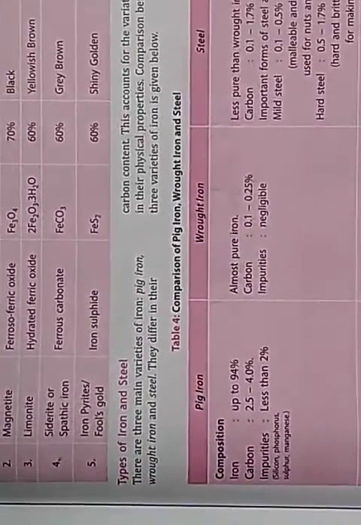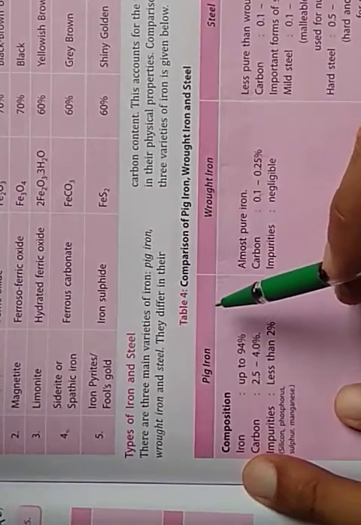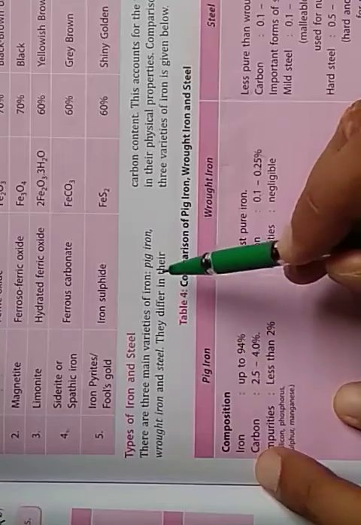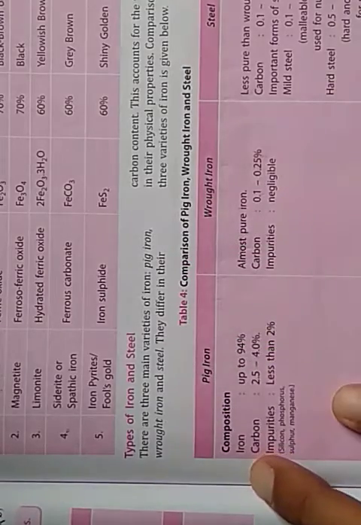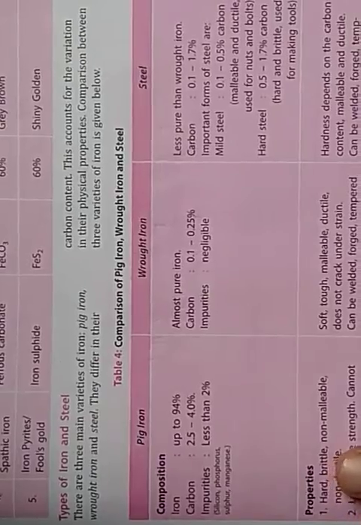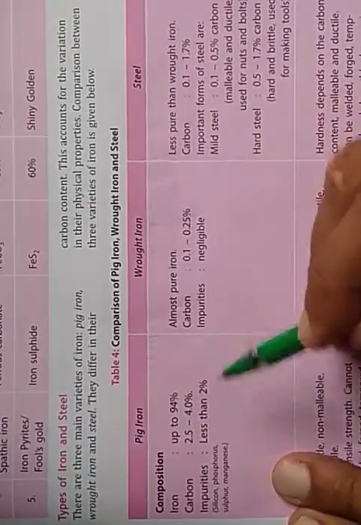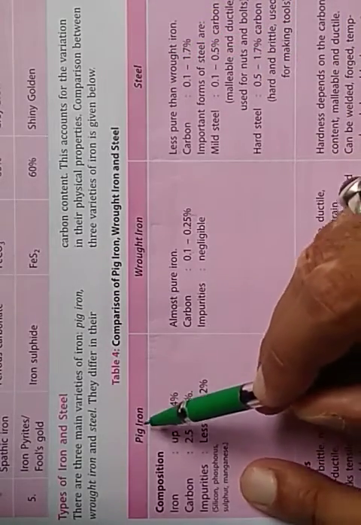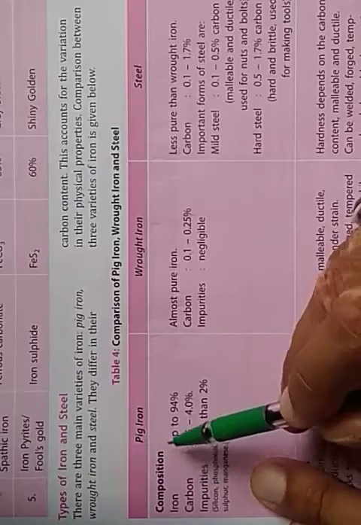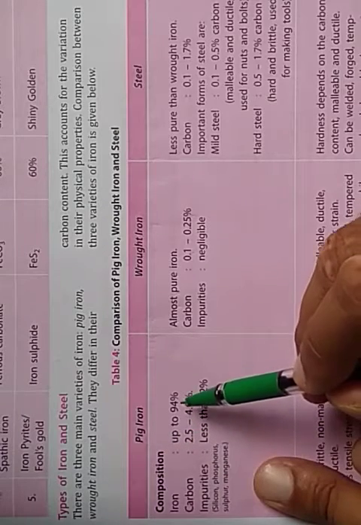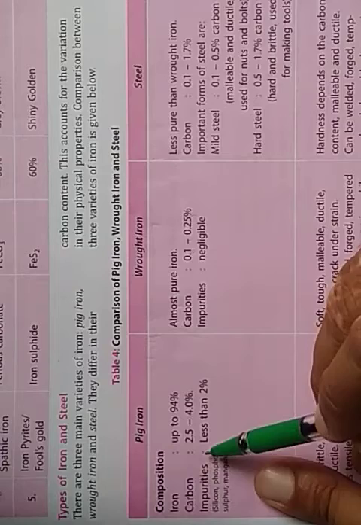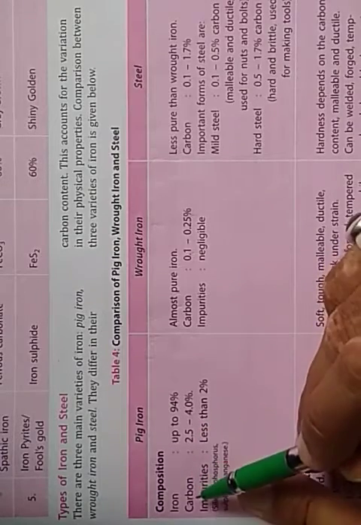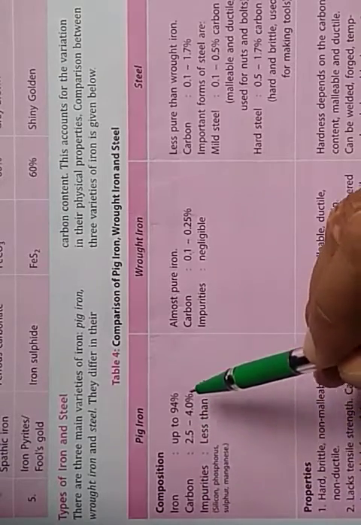Now, the types of iron and steel. Iron can be classified into three types: pig iron, wrought iron, and steel, on the basis of the presence of carbon in the iron. So pig iron, wrought iron, and steel. Now pig iron: the composition of pig iron is iron up to 94%, and the percentage of carbon is 2.5 to 4% in pig iron.